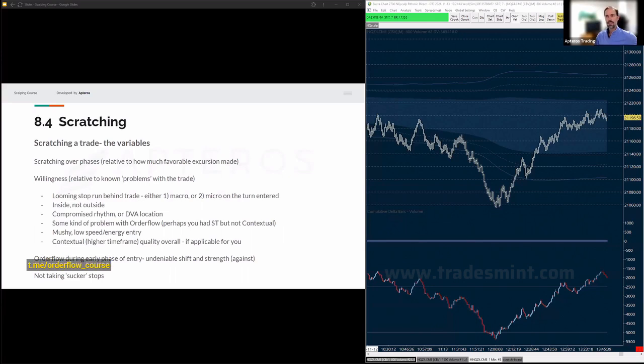Order flow during the early phase of entry could show an undeniable shift and strength against you. During the early phase, that could get us to scratch. Not taking sucker stops is another reason to scratch.